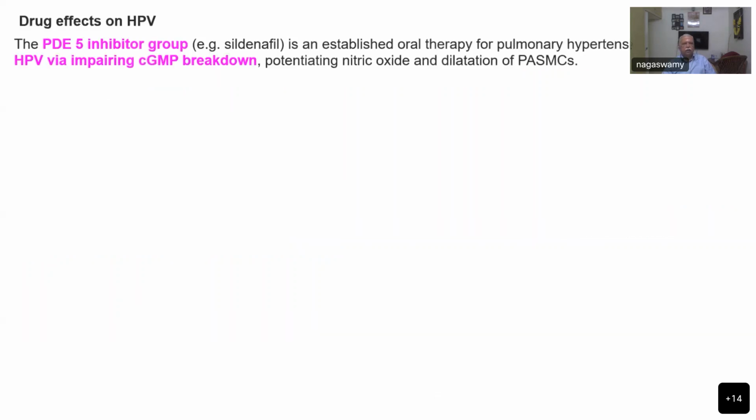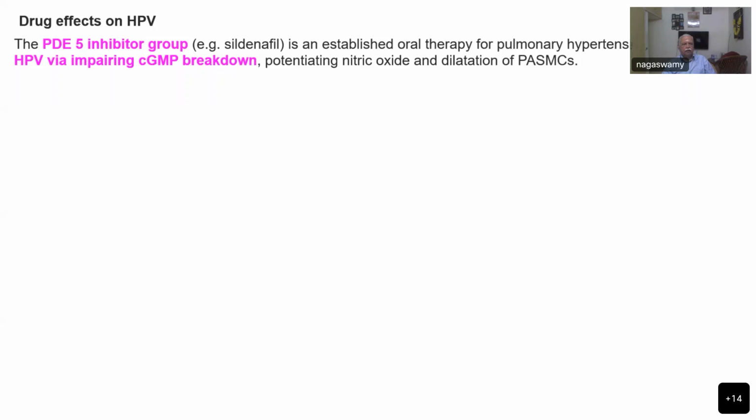And what are the drugs which will affect the HPV? The drugs which can directly dilate the pulmonary vasculature, like the phosphodiesterase 5 group of inhibitor drugs, which affect the cyclic GMP breakdown, so cause an impairing of the vasoconstriction. So they also potentiate nitric oxide, causing smooth muscle relaxation.